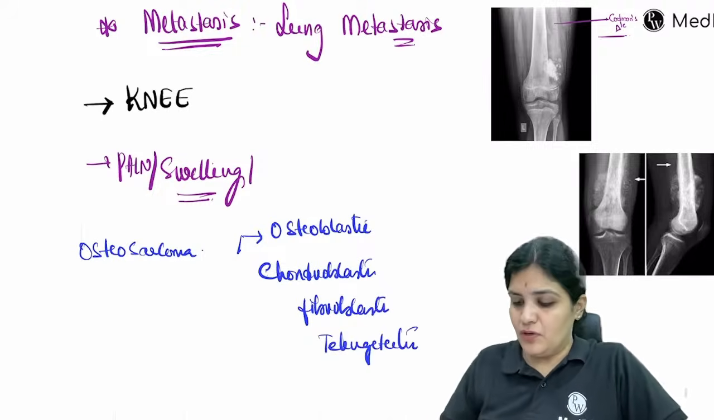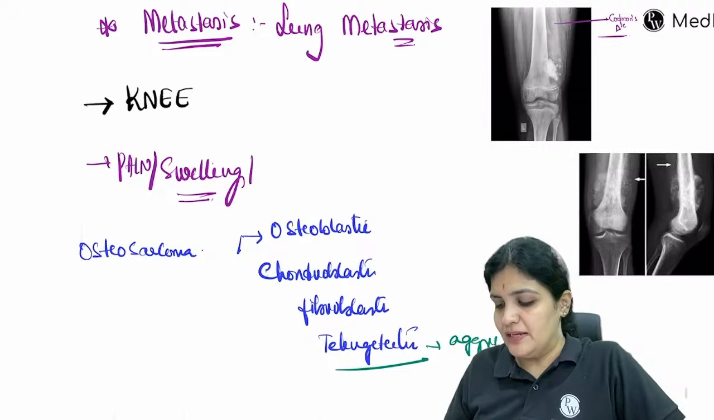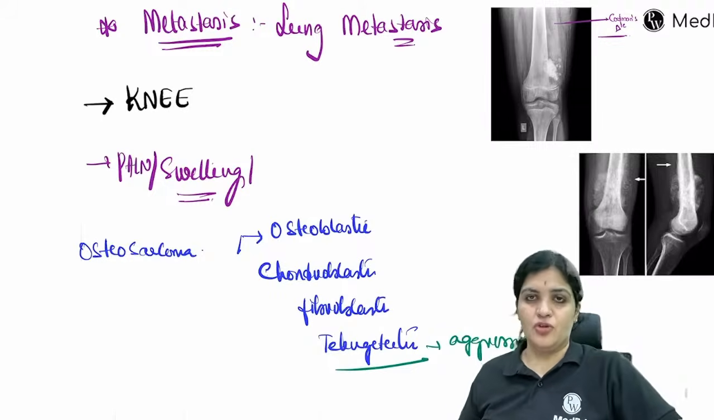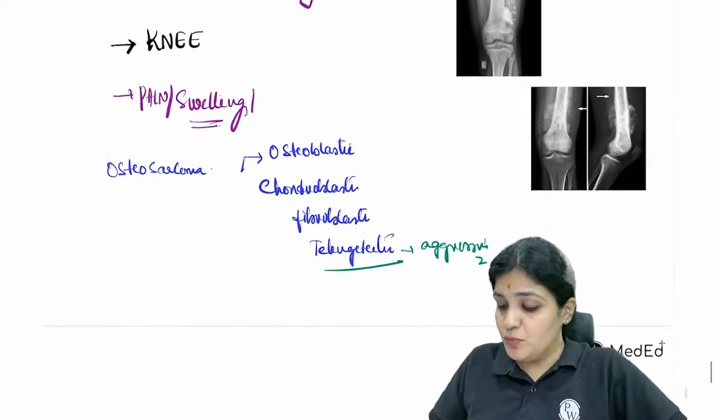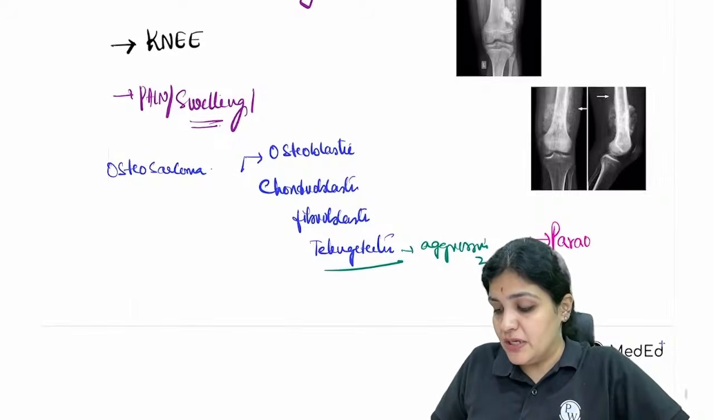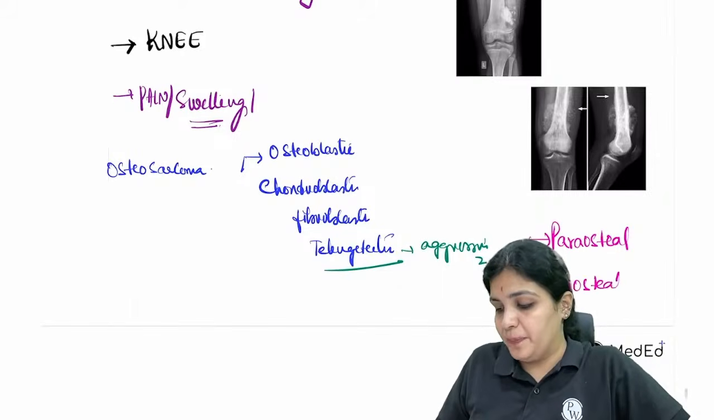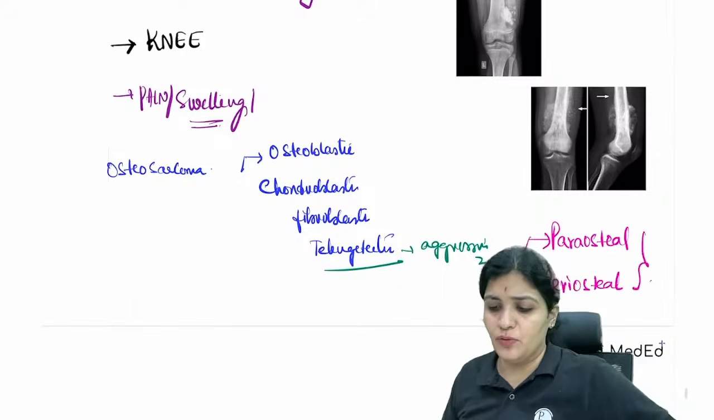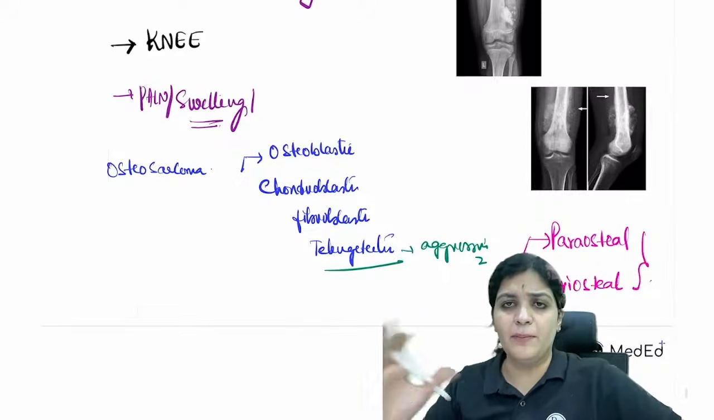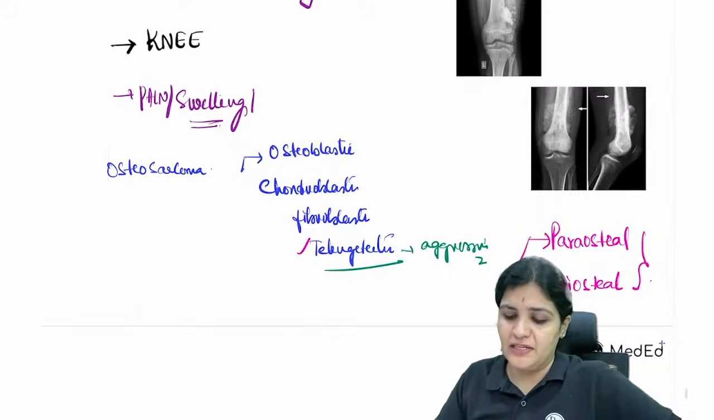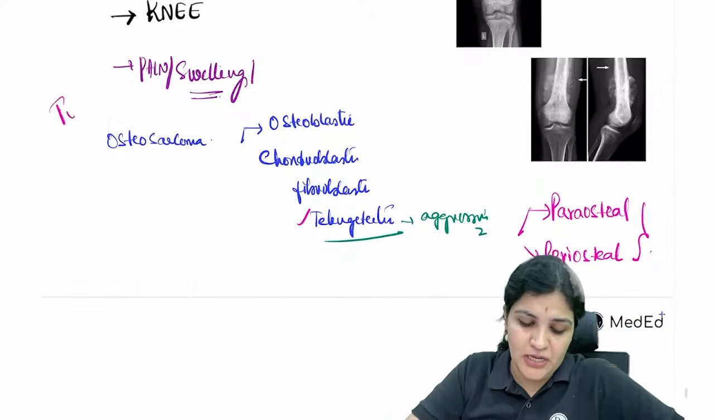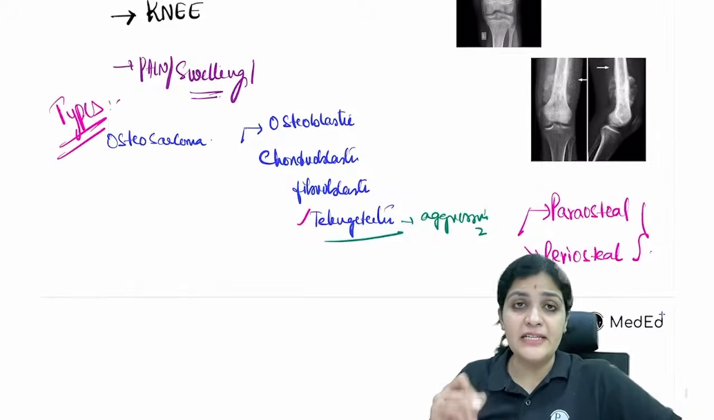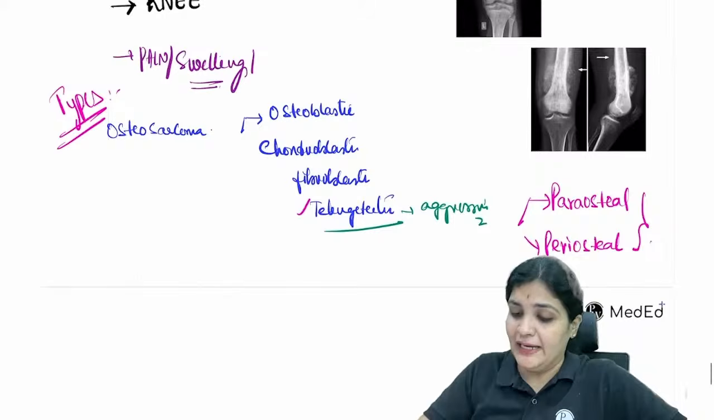So this is one of the most aggressive tumors, based upon the histopathology. And then we also have two more important ones, paraosteal osteosarcoma and periosteal osteosarcoma. These are again variants. No need to remember much about it. Only remember the most aggressive one is telangiectatic osteosarcoma. These are the types of osteosarcoma which we usually encounter, right?